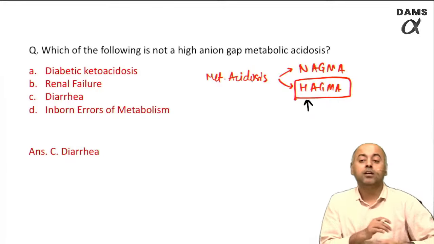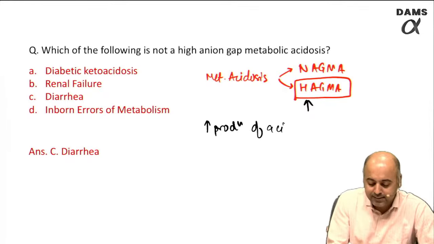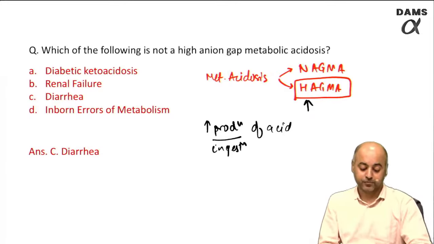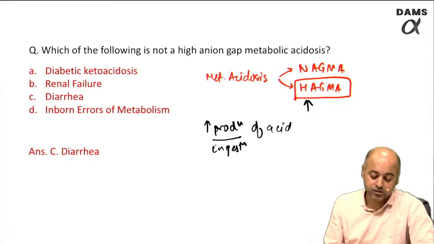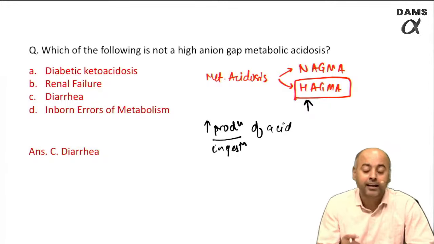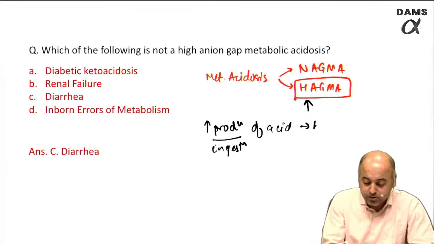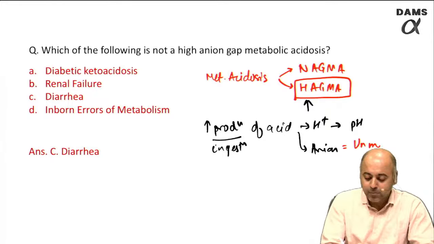You will get to see the high anion gap metabolic acidosis when there is increased production of acid, or there is very high ingestion of acid. In those cases you are going to see the high anion gap. So what happens? The H plus component contributes to the pH. The anion which is now present in the blood is unmeasured.